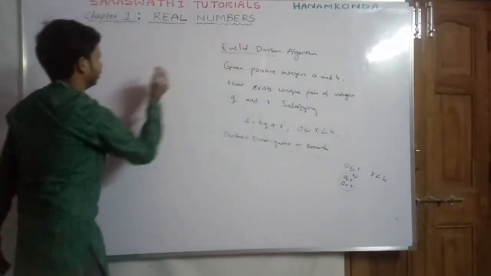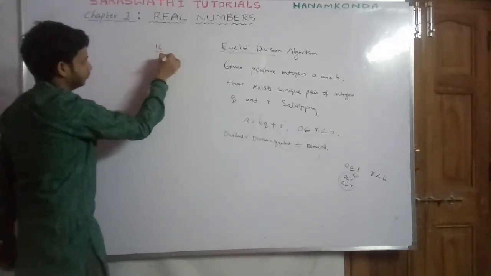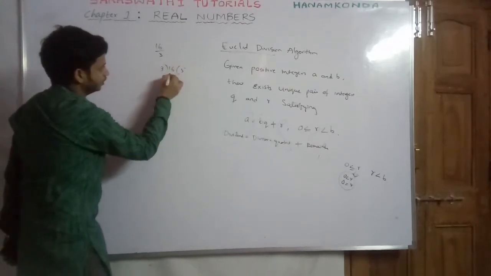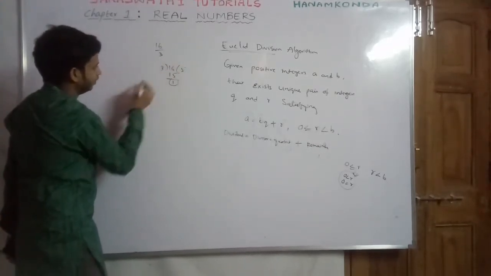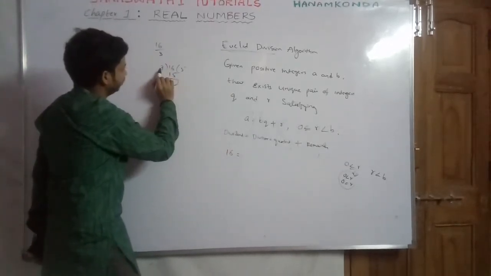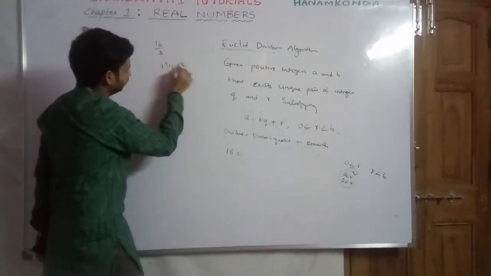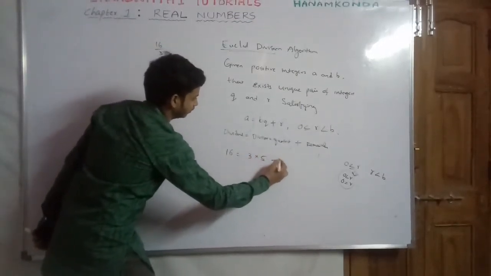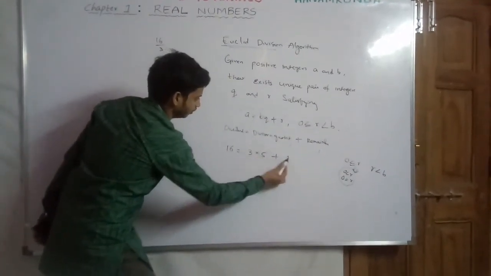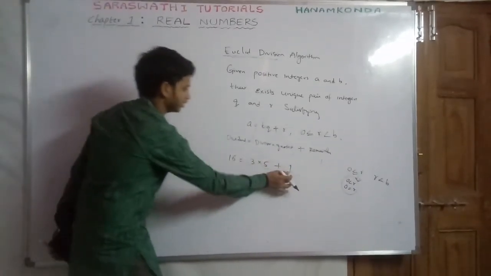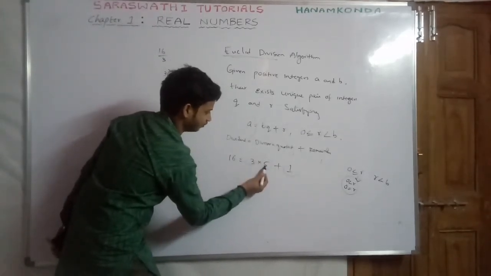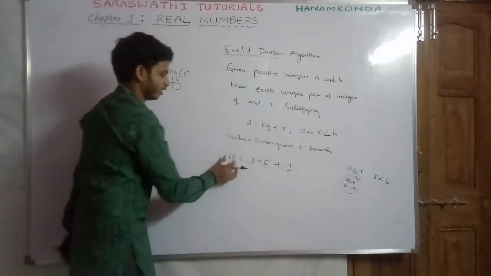So if we take for example 16 divided by 3, that means 3 fives are 15, remainder is 1. So here the dividend is 16, equal to divisor into quotient, bq, where b is 3, so 3 into 5 plus remainder 1. It is of the form a equal to bq plus r. So 3 fives are 15, 15 plus 1 is 16, so we are getting the dividend here.